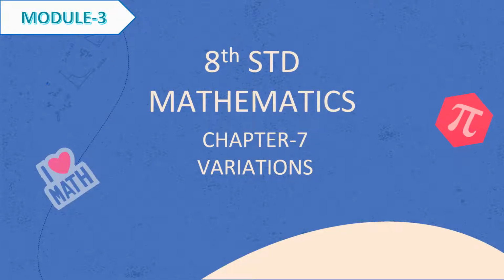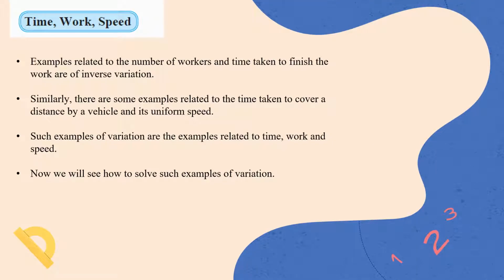Standard Mathematics, Chapter 7, Variation, Module 3. In this module, we'll study problem sums related to time, work, and speed.